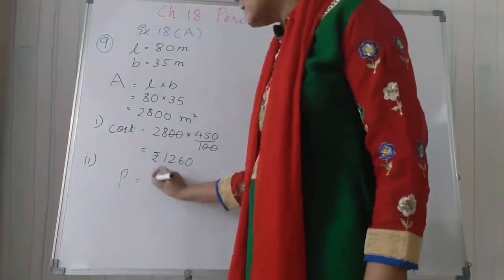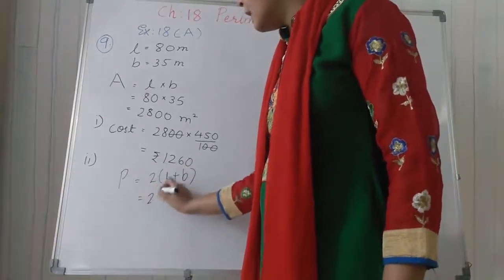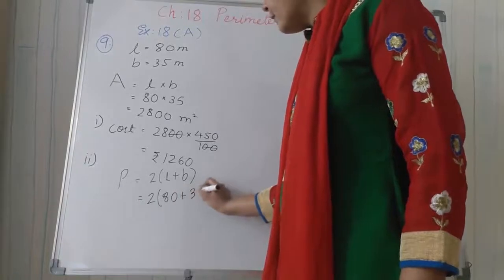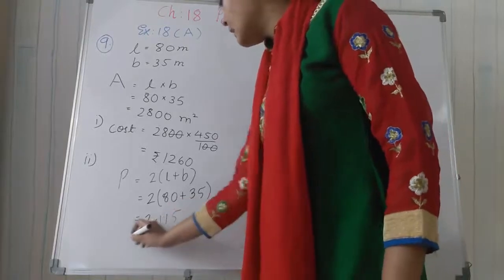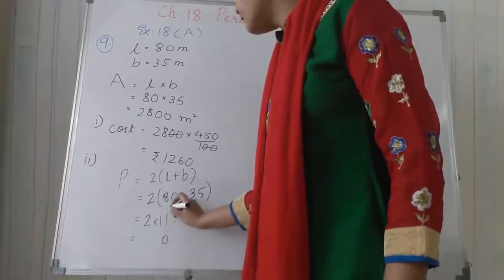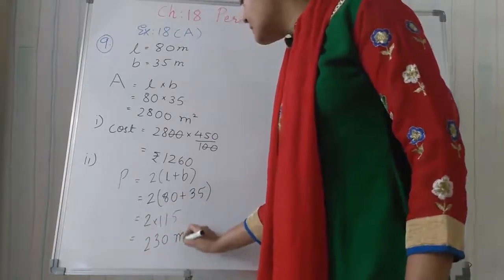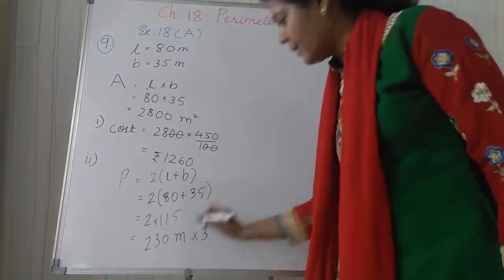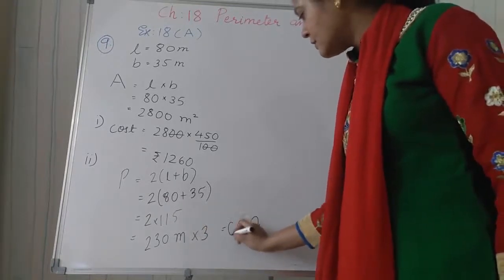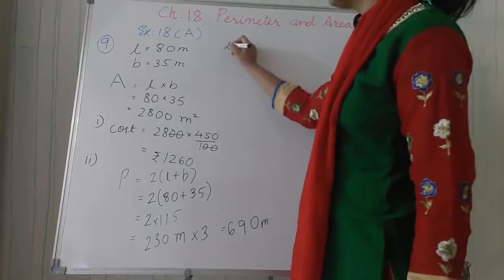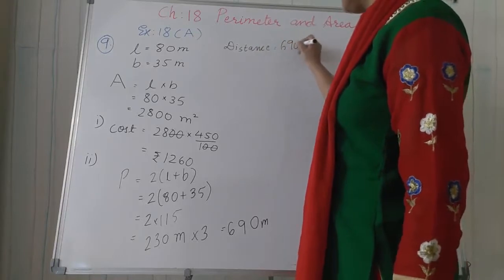Means perimeter is equal to 2 times length plus breadth. This is the formula. So length is 80 and breadth is 35. So here 2 multiply 115, 230 meters. This is the perimeter, and 3 times of it means we multiply it by 3. So the total distance we get is 690 meters. So I write here distance covered by the boy for 3 times is 690 meters.